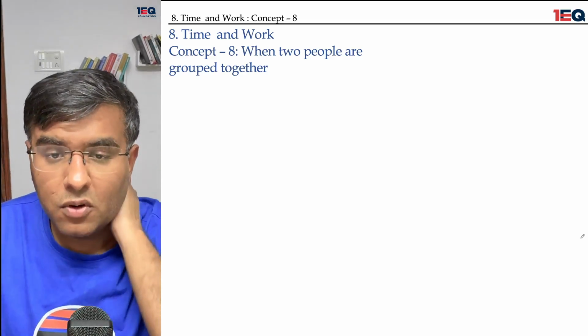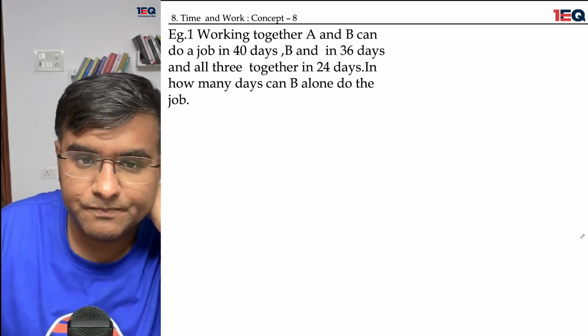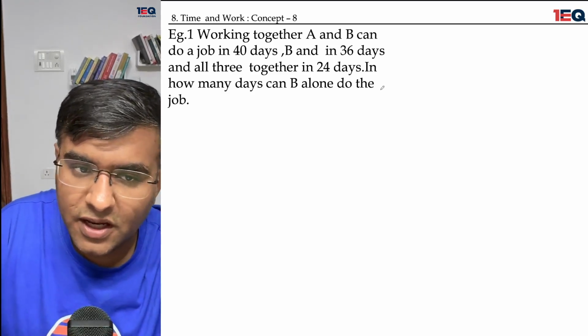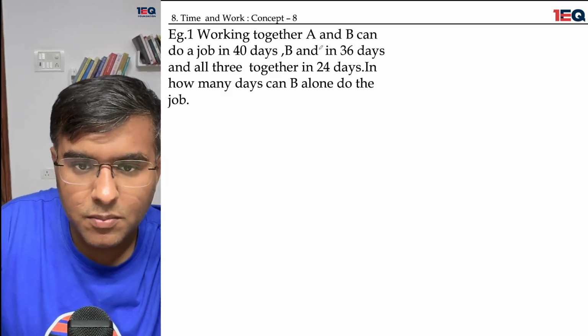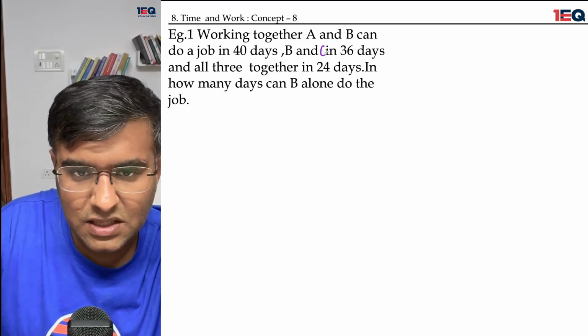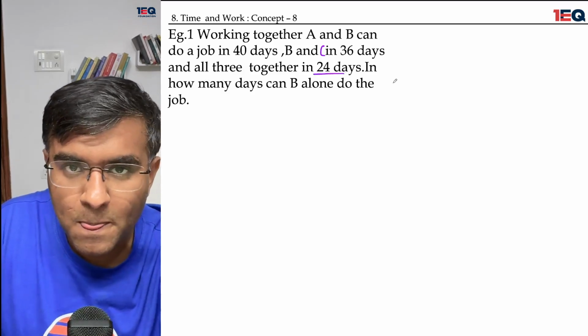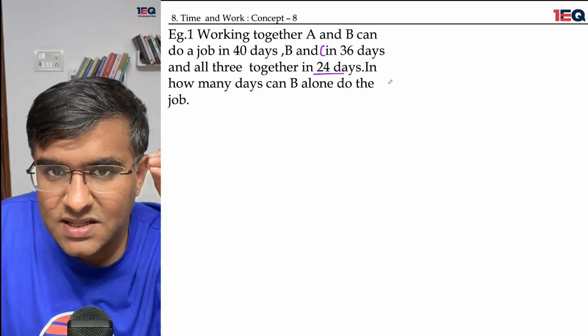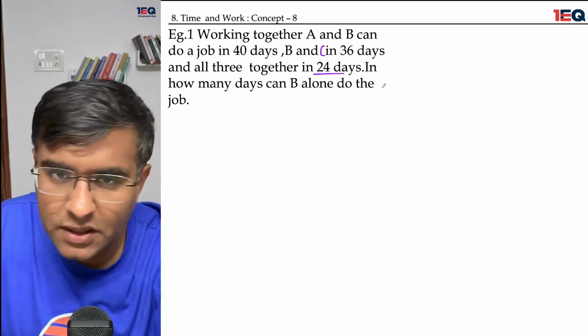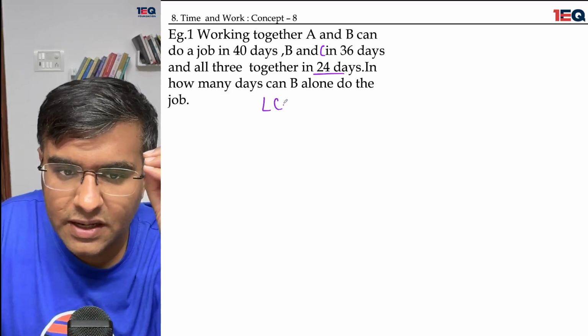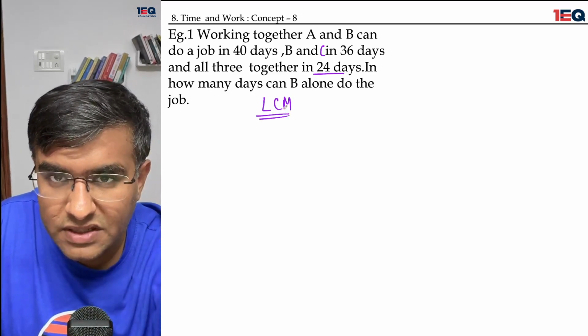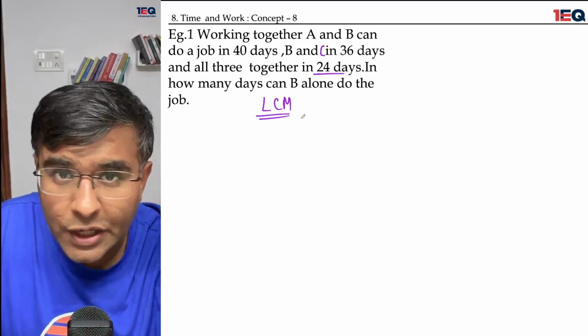Now, talking about when two people are grouped together. Working together, A and B can do a job in 40 days, B and C in 36 days, and all three together can work in 24 days. See, the questions are always going to follow the most standard concept, and this entire chapter has its foundation based on LCMs only. You need not worry.